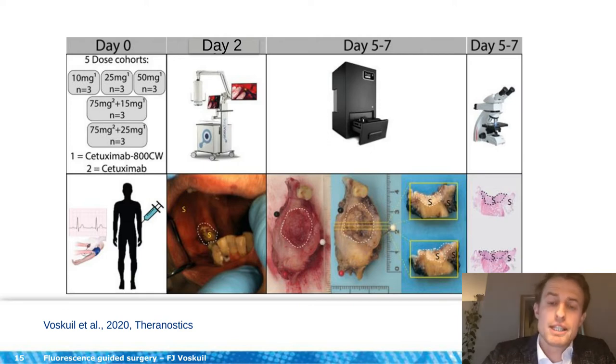We performed intraoperative imaging using a SearchVision camera. We performed ex vivo imaging using the Pearl. And we performed, of course, a histopathological correlation between the fluorescence results and the histopathological H&E slides. And everywhere where you can see an S, it stands for spectroscopy. We also performed the spectroscopy to obtain intrinsic fluorescence.